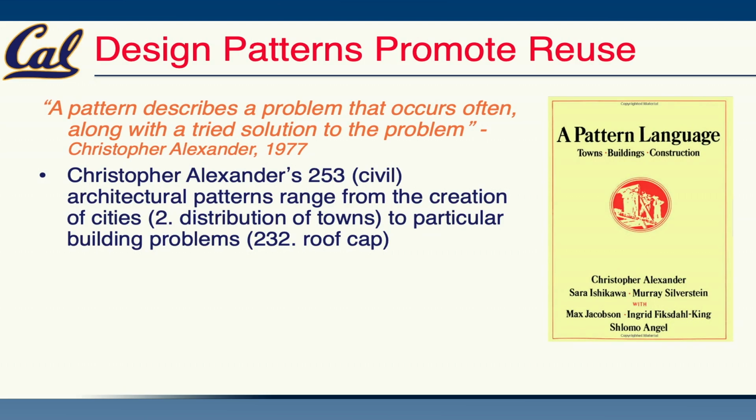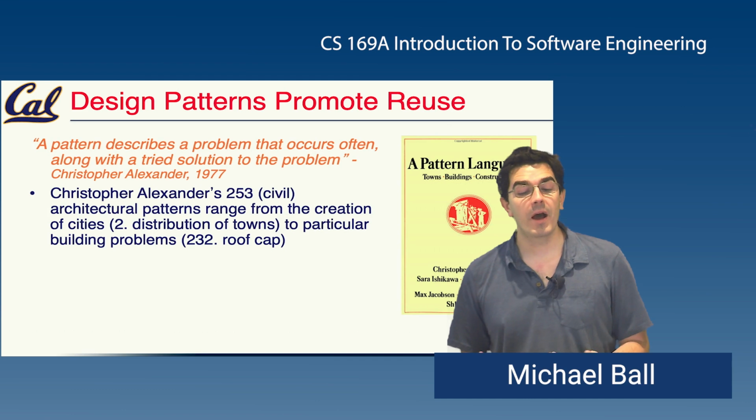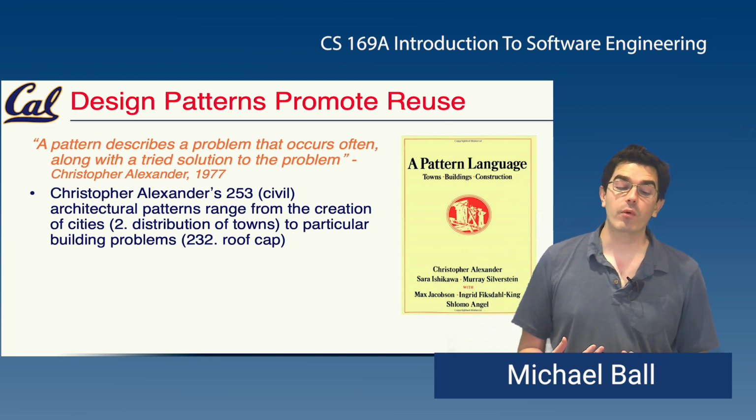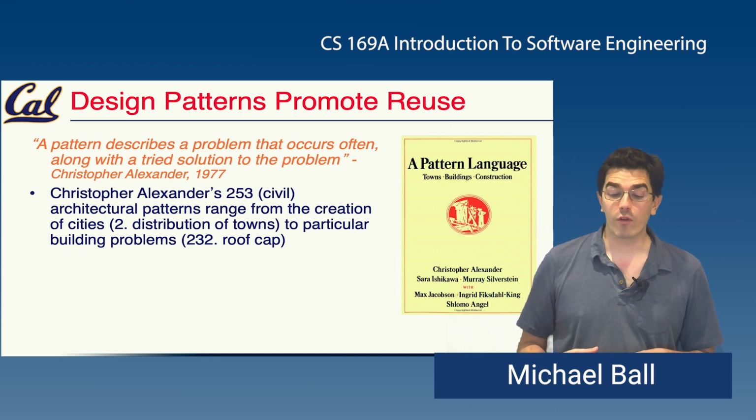And so the book on architectural design patterns had a total of 253 sort of civil engineering patterns that covered everything from broad things like laying out a city to specifics such as how to design a roof cap on a building. And of course, the idea here is that there's no one right answer for what it means to lay out a city or what it means to lay out a building. But design patterns give us a starting point and a template for how we solve those problems.